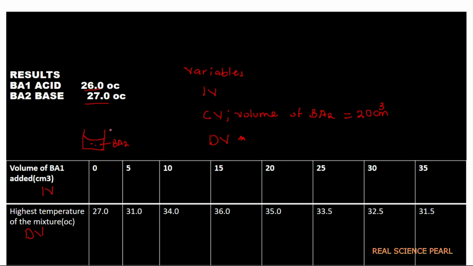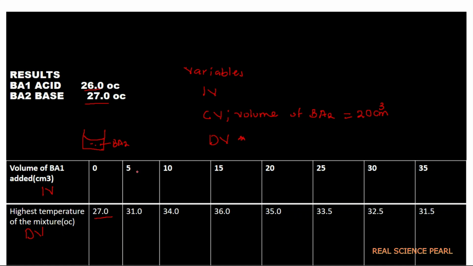I make sure for each experimental setup you are seeing here, I'll be adding my 20 of BA2. But remember, the initial temperature of BA2 is 27.0 degrees Celsius, meaning at 0 BA1 being added, I'll put the initial temperature of BA2, which is the base, in my table at 27.0. So at 0 of the independent variable being added, I'll put the temperature of the controlled variable in the table.